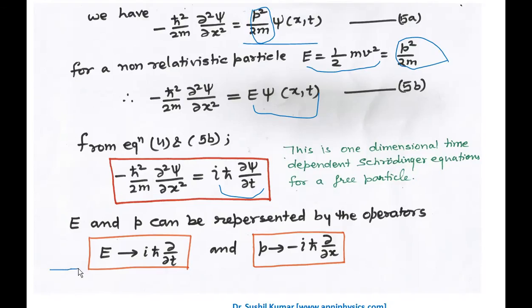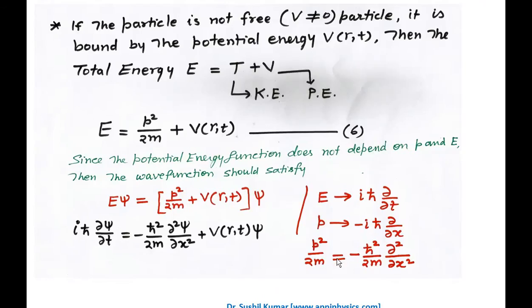The energy operator can be written as E is equal to iota h cross del upon del t, and the momentum operator with negative sign is minus iota h cross del upon del x. So these are the two energy and momentum operators. And further in terms of the potential energy, suppose the particle is not free, it is bound by the potential energy V, then the total energy one can define in terms of the kinetic energy and potential energy.